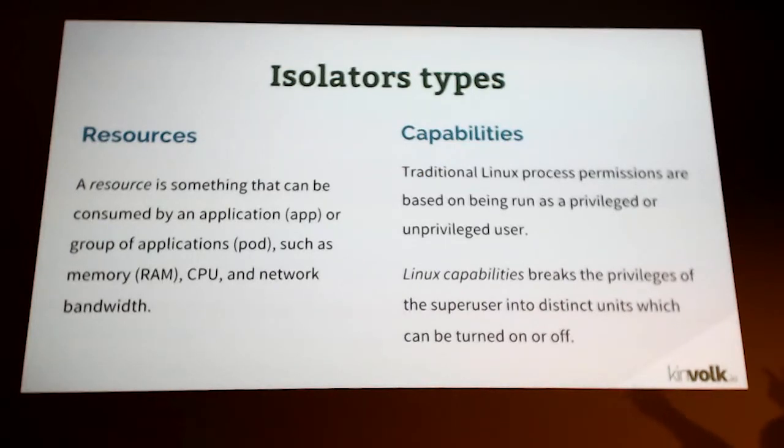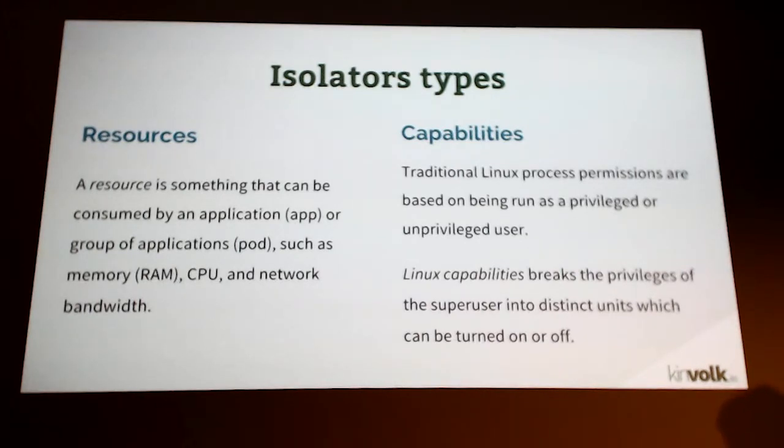So you have two types of isolators. You define these in the image manifest, or the pod manifest, right? Yeah, both. So we have two types. We have resources. A resource is something that can be consumed, like memory, CPU, we talked about that, bandwidth. But the thing that people don't think about is a way to limit the access of an application.